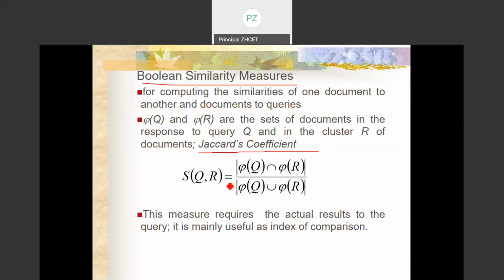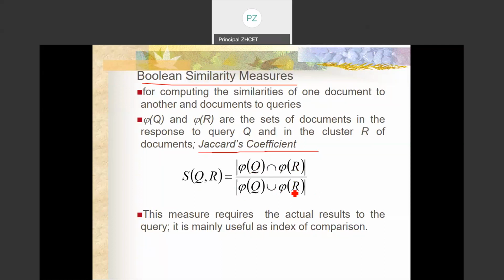Similarity between the query and the resource is the documents that are common in Q and R, the number of documents that are common to Q and R, and the union. And then we take the cardinalities.